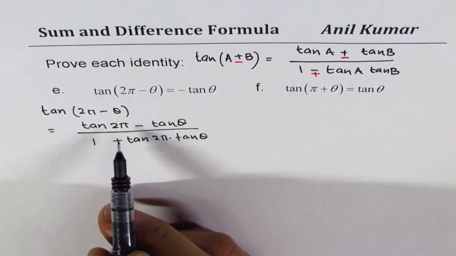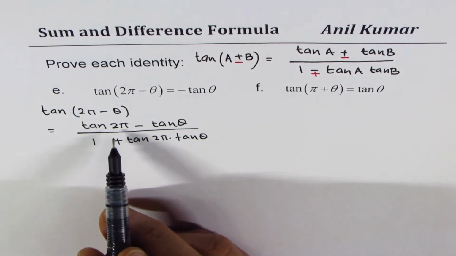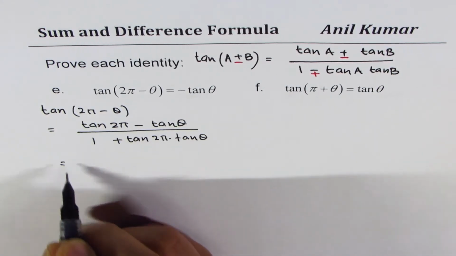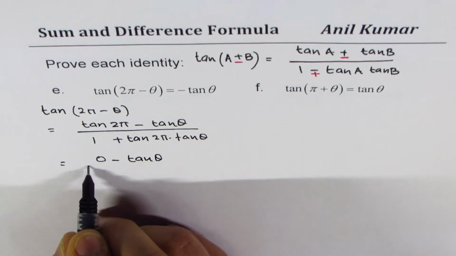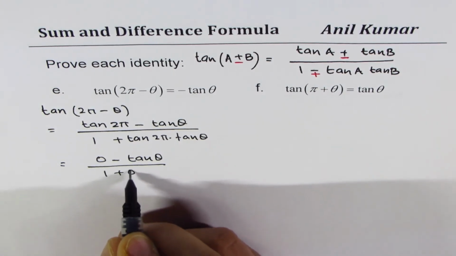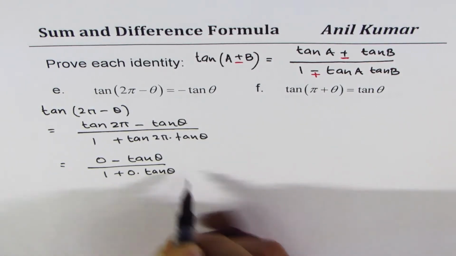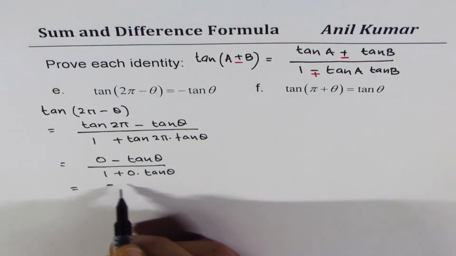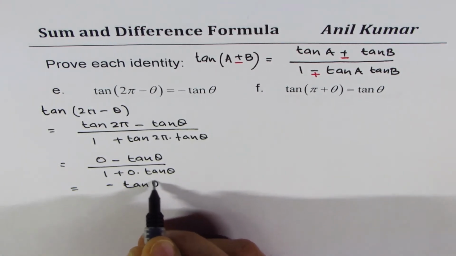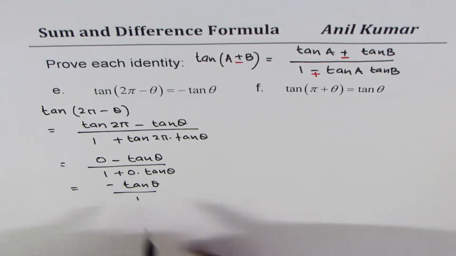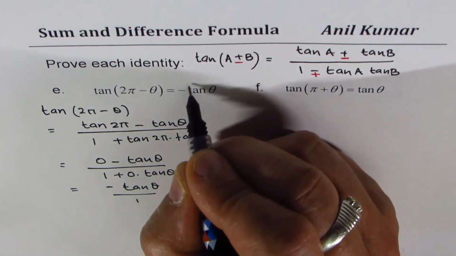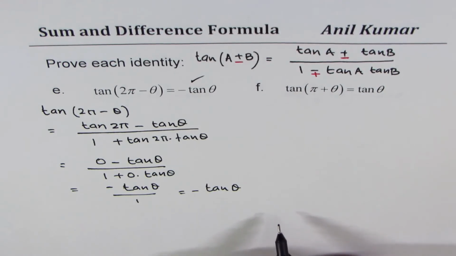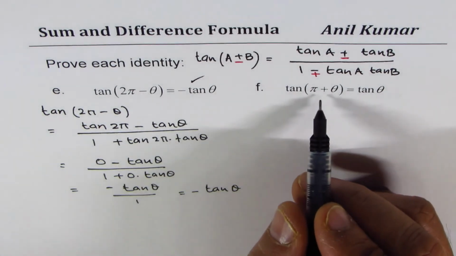Now what is tan 2 pi? Tan 2 pi is 0, right? So we get 0 minus tan theta over 1 plus 0 times tan theta. And that is equal to minus tan theta, right? Divided by 1, you can say, and then write minus tan theta. So that is how we get this. You can apply the formula A plus B here.